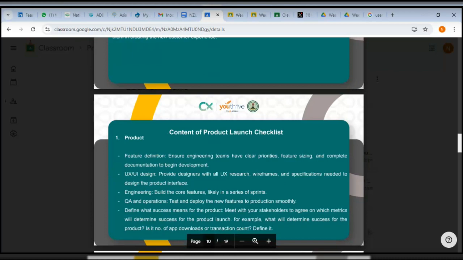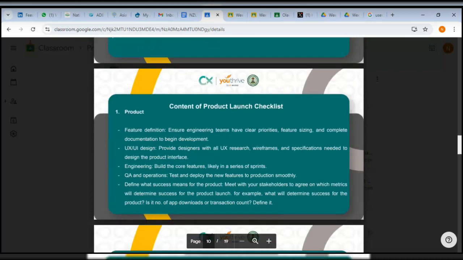The content of a product launch checklist. Number one is for the product. You have the feature definition. You want to ensure that your engineering teams have clear priorities, feature sizing, and complete documentation to begin development. Okay. The UI UX design. What does your design look like? Especially, you want to provide your designers with all UX research, the wireframes, and specifications needed to design the product interface.